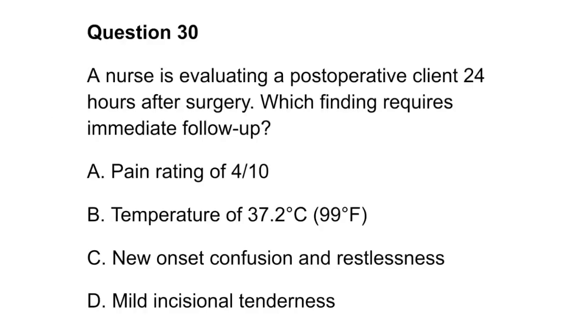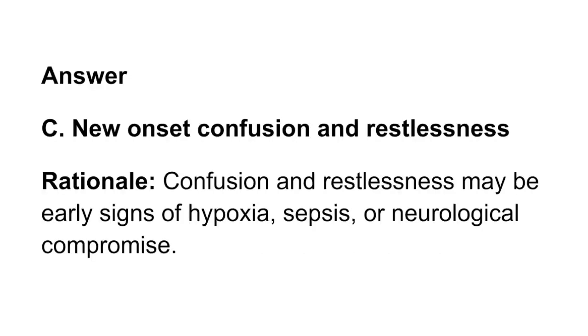Question 30. A nurse is evaluating a postoperative client 24 hours after surgery. Which finding requires immediate follow-up? A. Pain rating of 4 out of 10. B. Temperature of 37.2 degrees Celsius, 99 degrees Fahrenheit. C. New onset confusion and restlessness. D. Mild incisional tenderness. Answer: C. New onset confusion and restlessness. Rationale: Confusion and restlessness may be early signs of hypoxia, sepsis, or neurological compromise.